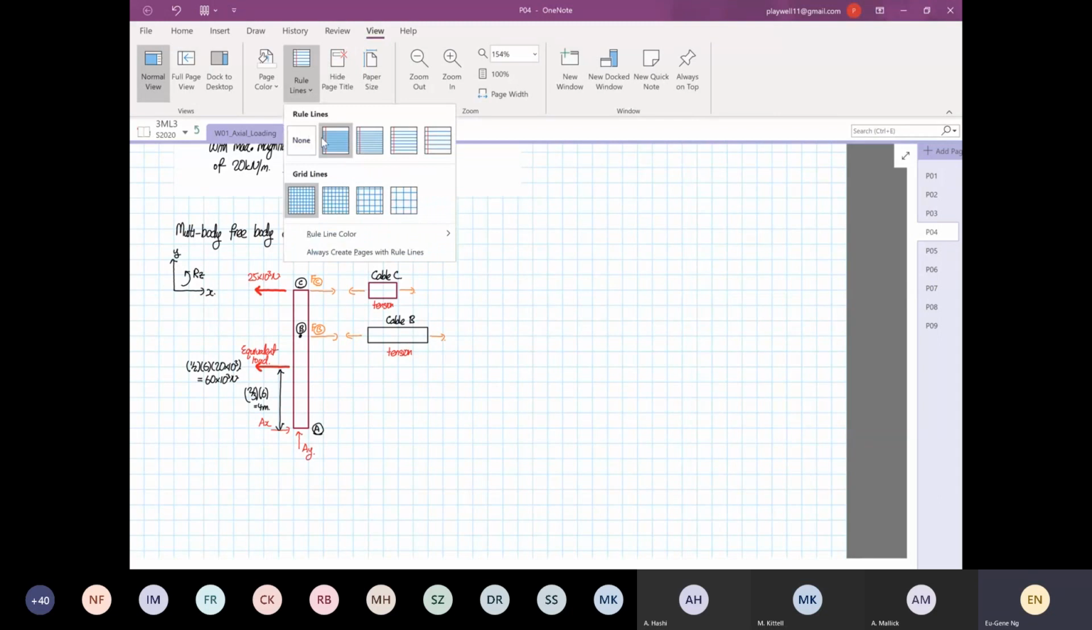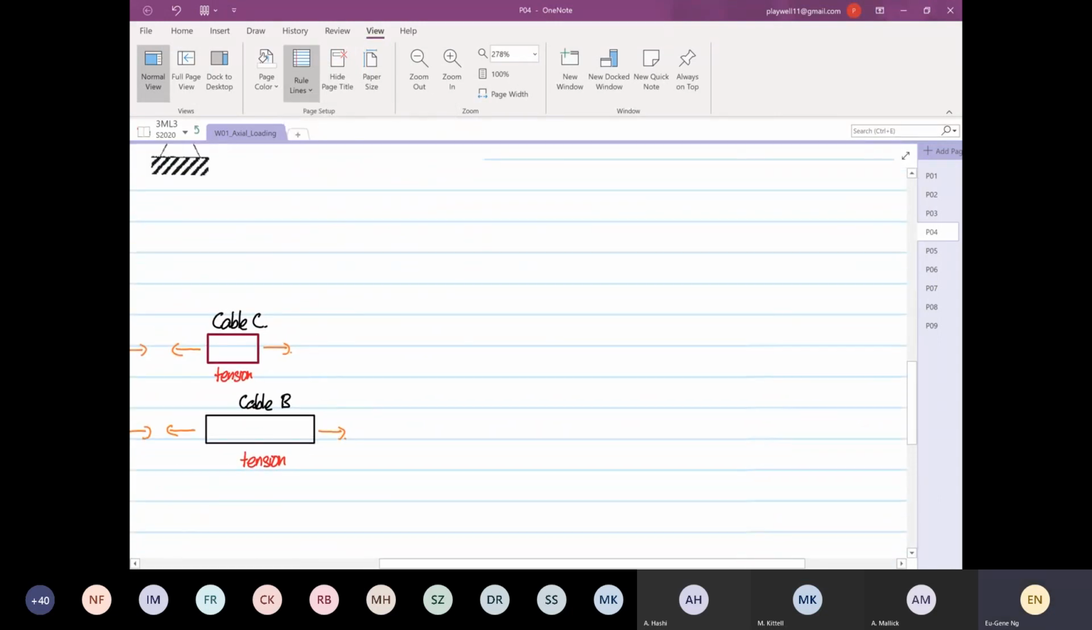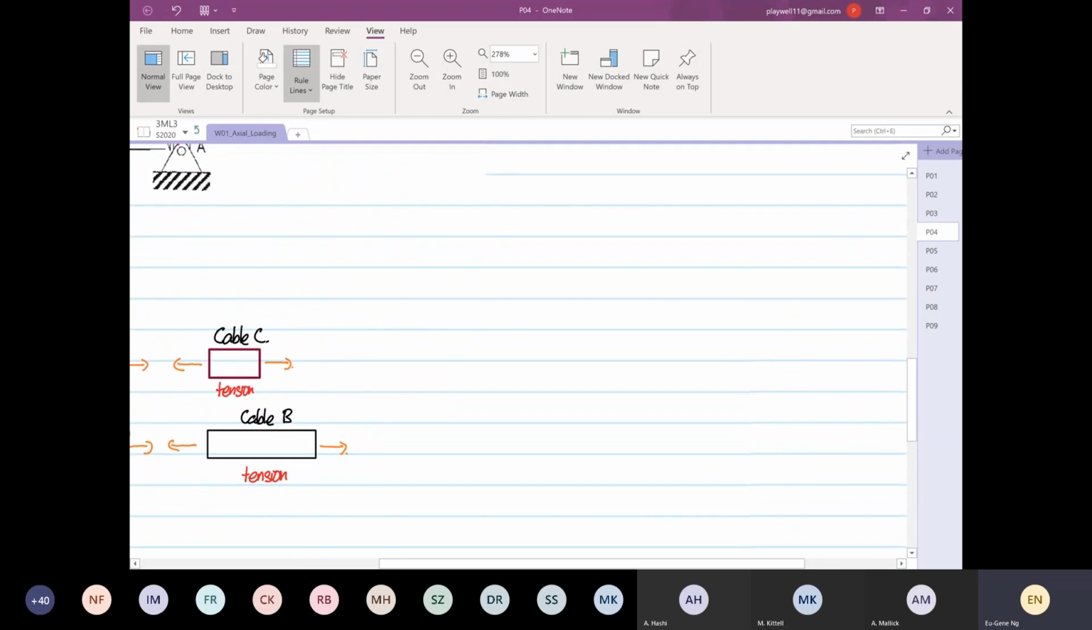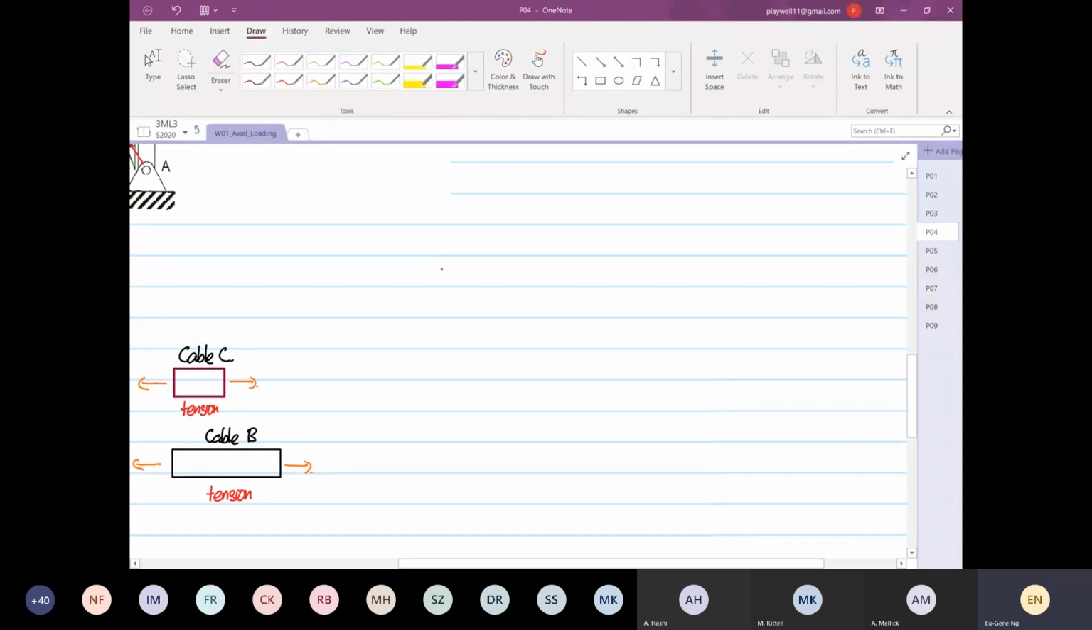So there are two types of distributed load. There's one type known as evenly distributed load. Okay, so this is one type of distribution.